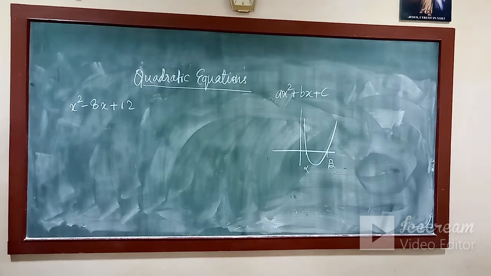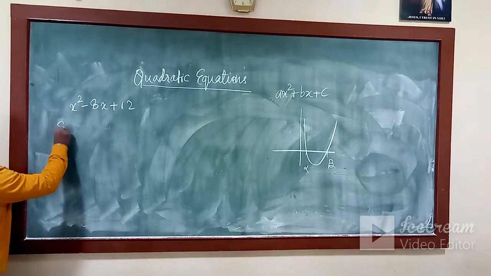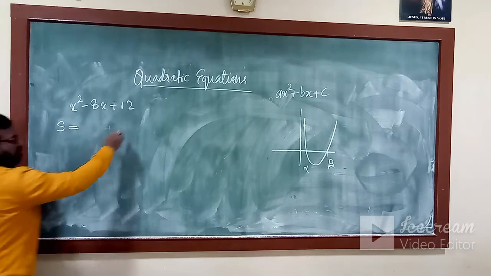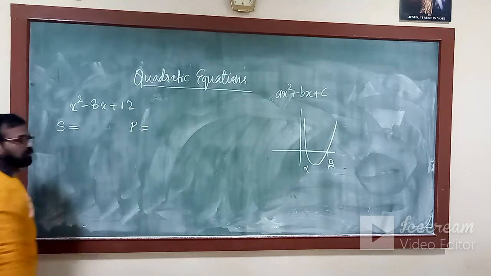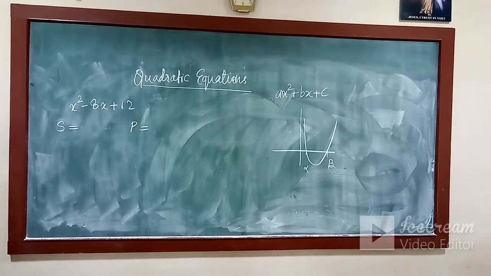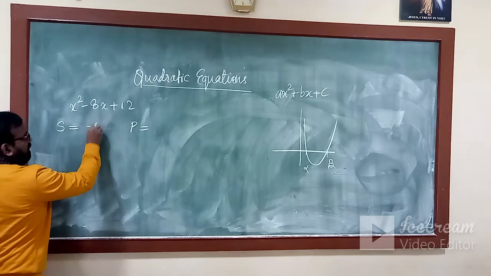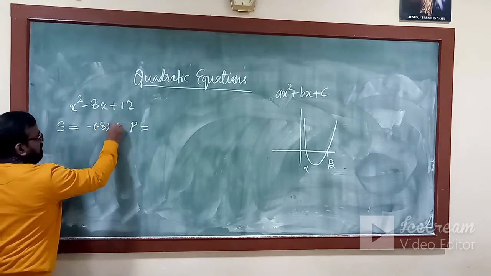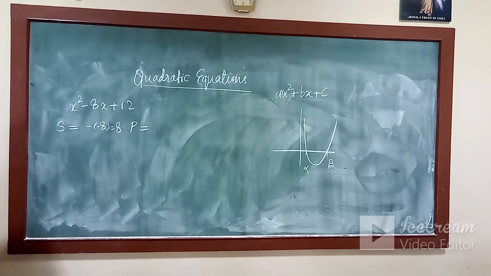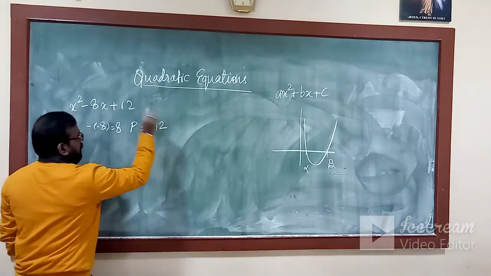That is an ancient method in which we take out the sum and product. And that is very easy to take out from any quadratic equation. It is minus 8, so what will be the sum? Minus, that is 8. And what is the product? 12.